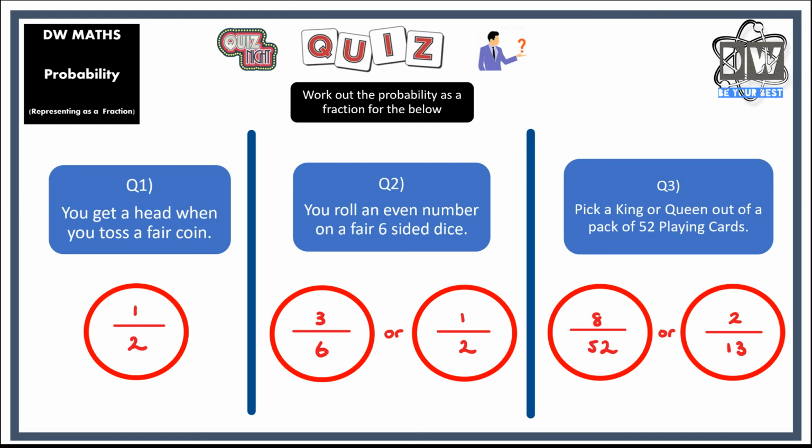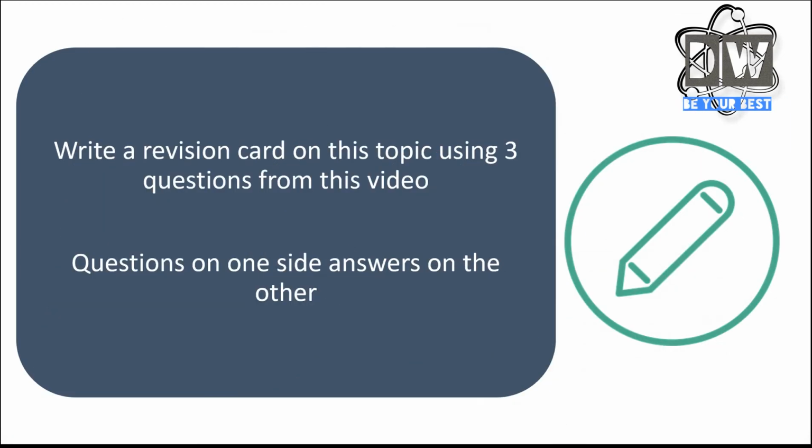Now, if you got your 3/6 and your 8/52, I'm going to be happy with that today. Always try and scale things down if you possibly can. I reckon it's been a really successful screencast for you all today. In fact, I'm positive about it.